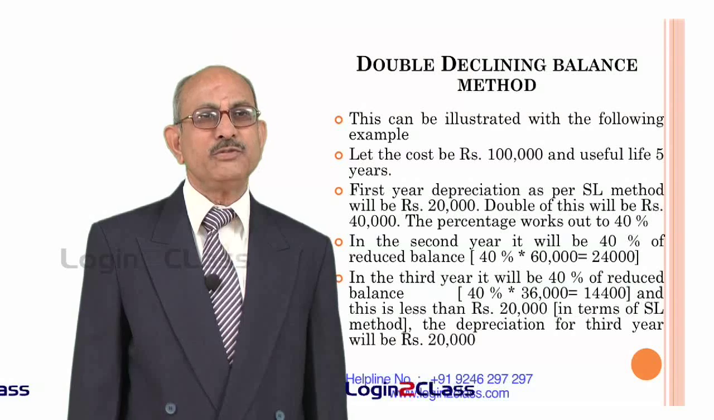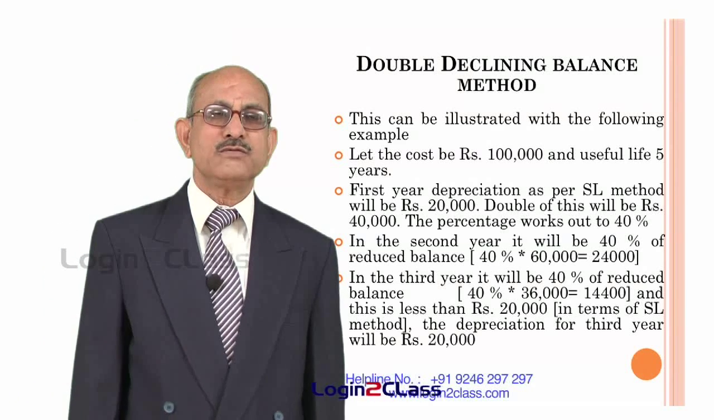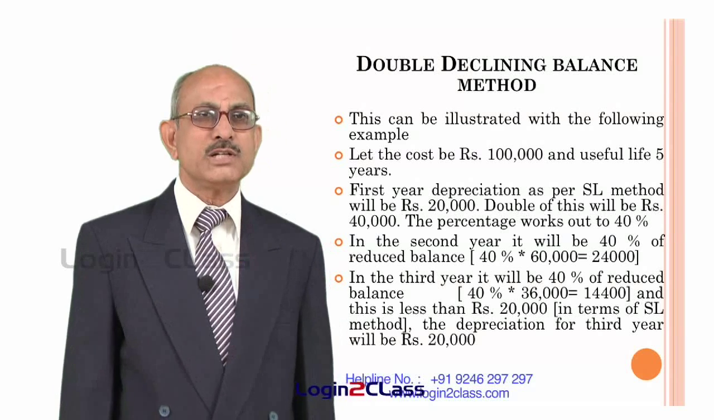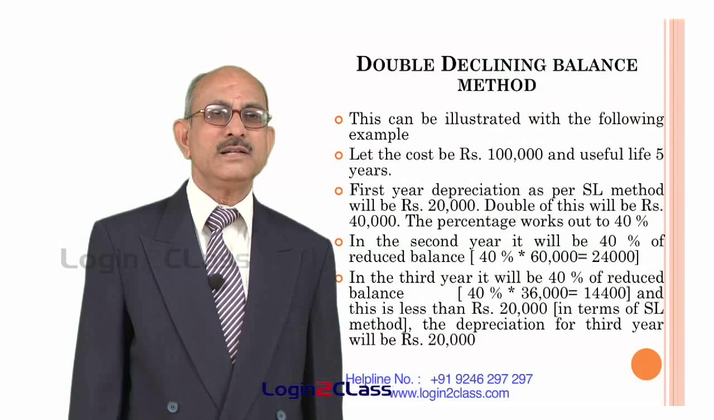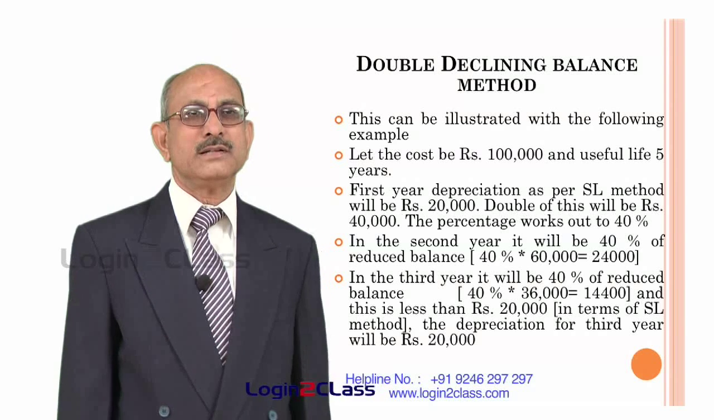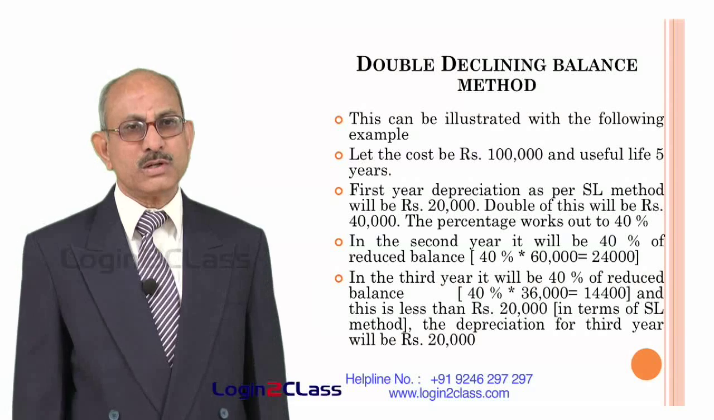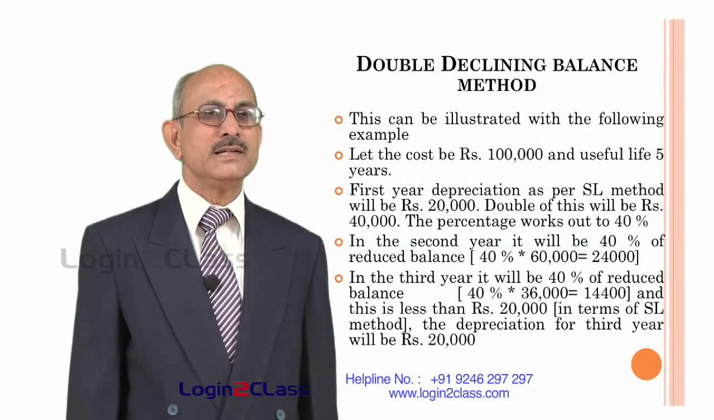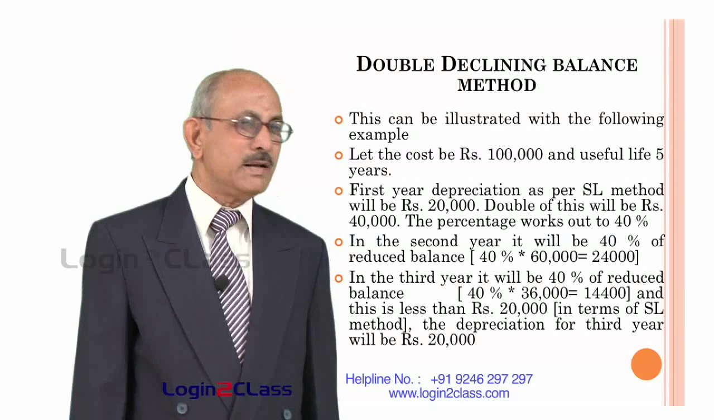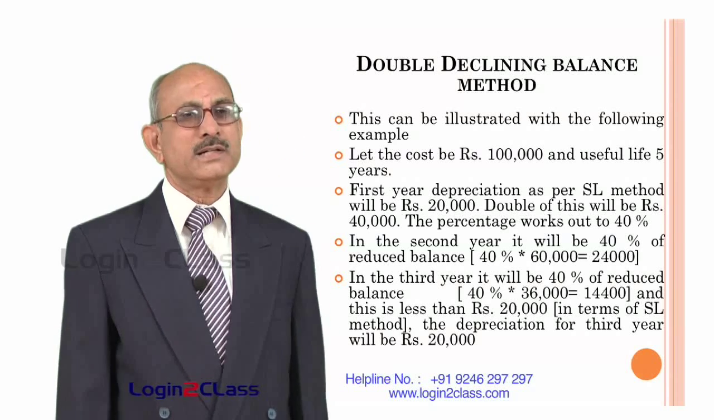In the third year, if you apply 40% of 36,000, it will be 14,400, which is less than what is provided in the straight line method. In such a case, in the third year you have to apply the straight line method. That means until the value of depreciation is more than what is to be provided under SL method, you keep applying the double the rate. After that, you keep applying only what is admissible under the straight line method.